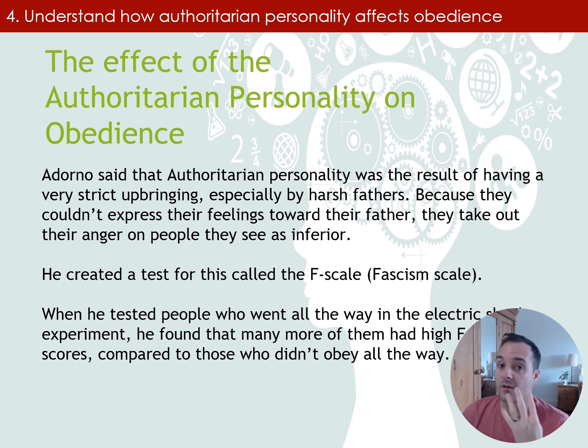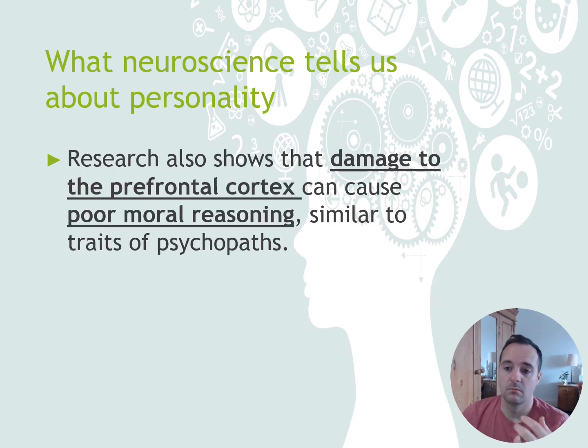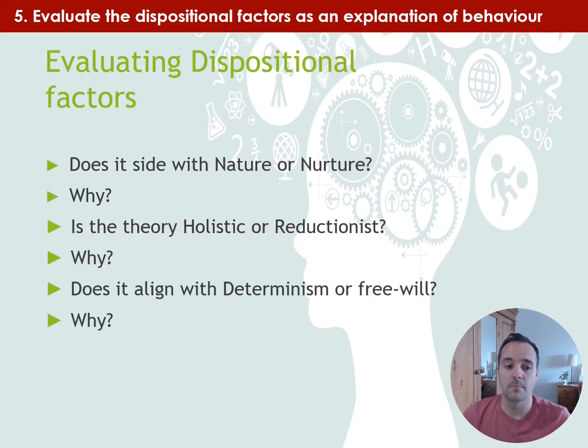So those are the 4 dispositional factors. Quick summary, as we've already said, there are some neuropsychological stuff. So hippocampus is linked to self-esteem, and also damage to the prefrontal cortex can affect moral reasoning. So that is your dispositional factors, the second part of social influence. A couple of questions that you might want to consider, and this will kind of link us onto the evaluation, which we'll go on to now.